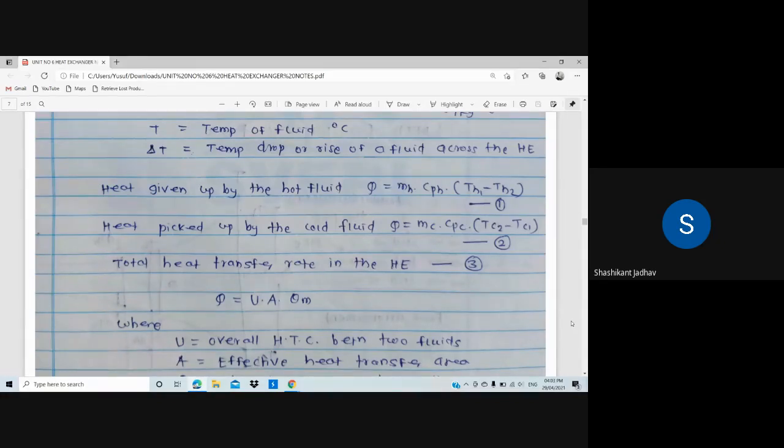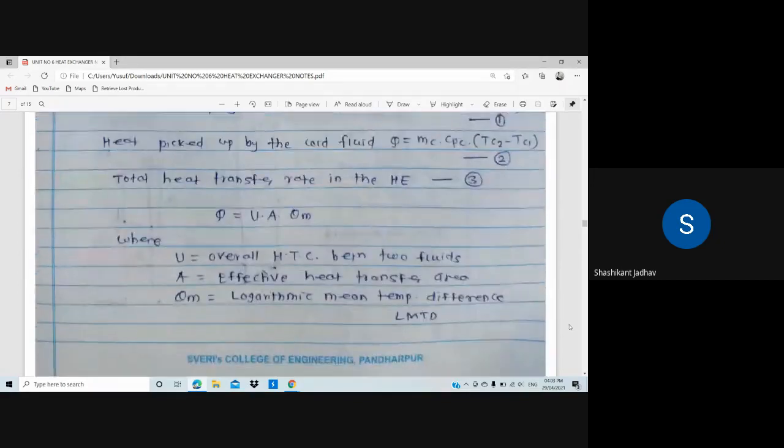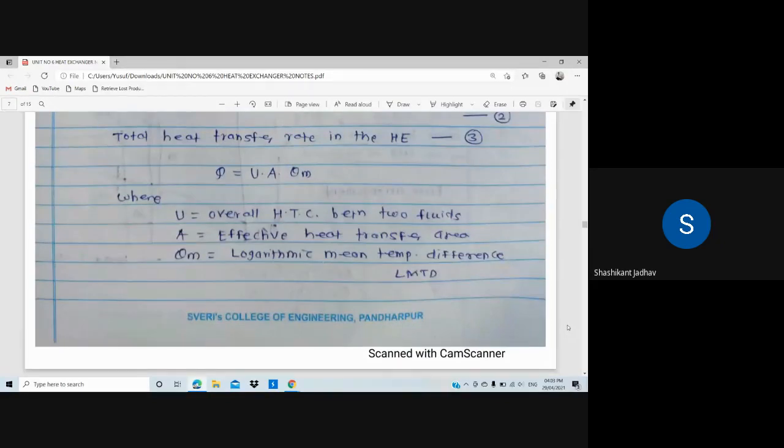Okay, so that U is nothing but the overall heat transfer coefficient between the two fluids. Then A is nothing but the effective heat transfer area, and theta m is nothing but the logarithmic mean temperature difference. Okay, so all of you write down the meaning of each term. U is the overall heat transfer coefficient between the two fluids, A is the effective heat transfer area, and theta m is the logarithmic mean temperature difference, that is LMTD. Okay, so all of you write down.